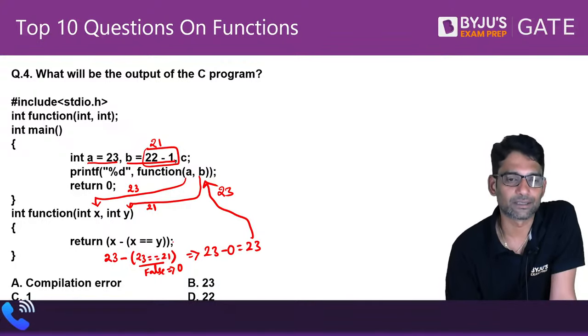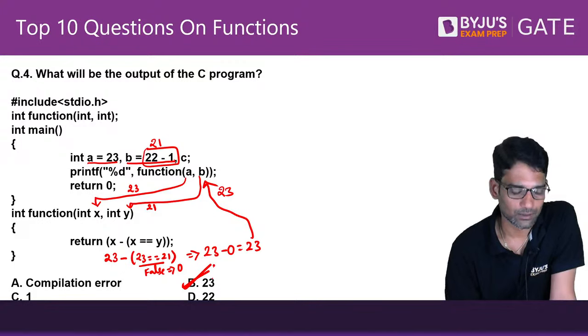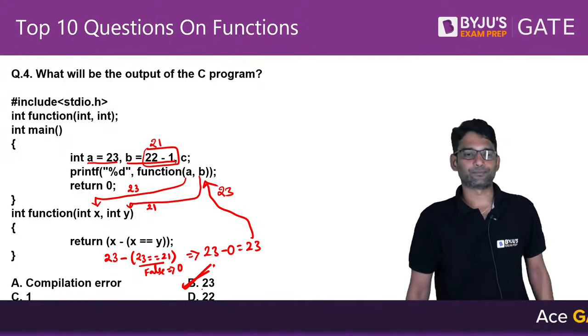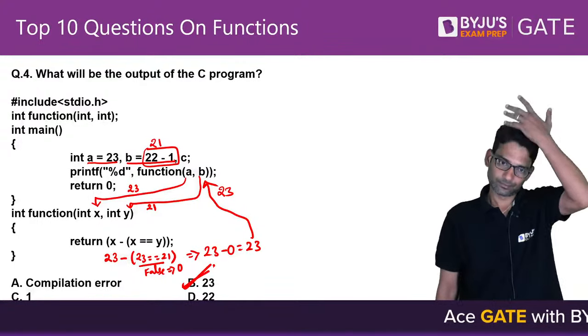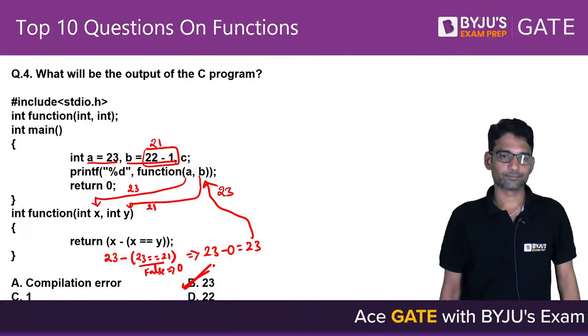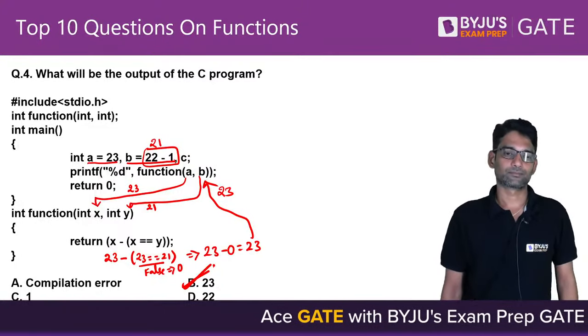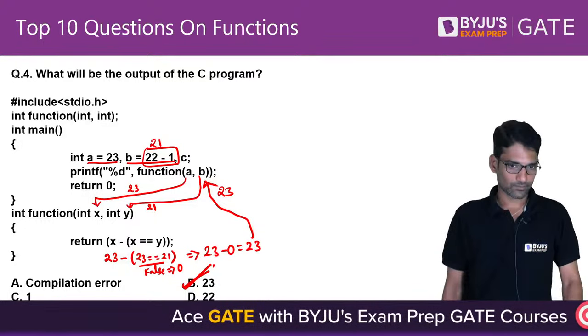So print it. So what gets printed? 23 gets printed. Clear?